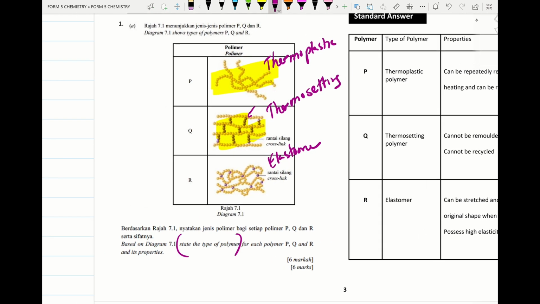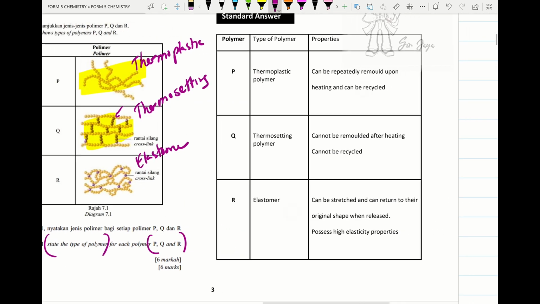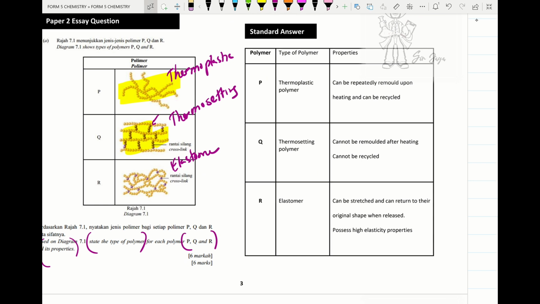Alright, state the type of polymer of each polymer P, Q, and R, and state its properties. So I present the answer in table form. Polymer P is known as thermoplastic, and its properties are that it can be repeatedly remolded upon heating and can be recycled. The Q is known as thermosetting polymer. This thermosetting polymer cannot be remolded after heating and cannot be recycled. And the last one, R, is known as elastomer, can be stretched and can return to its original shape when released and possesses high elasticity properties.